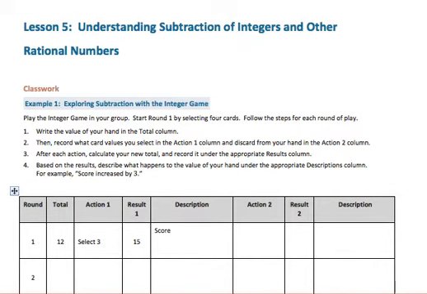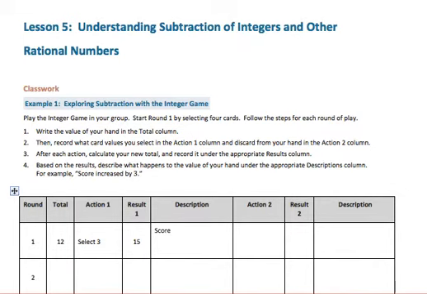Then in action 2, see, in action 1 you're picking a card. In action 2 you are going to discard or throw out one of your cards. So if we were to discard a 10, the result would be that we now have 5, because 15 minus 10 is 5. And the description of that is that our score, or our total, decreased by 10.